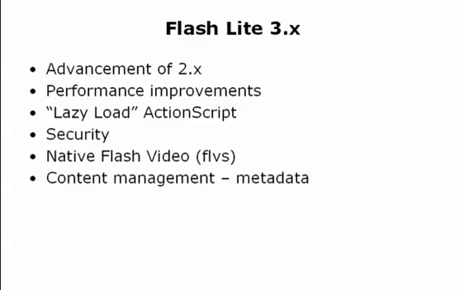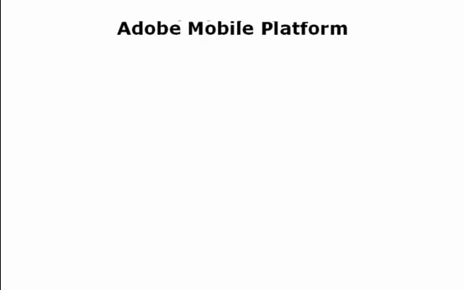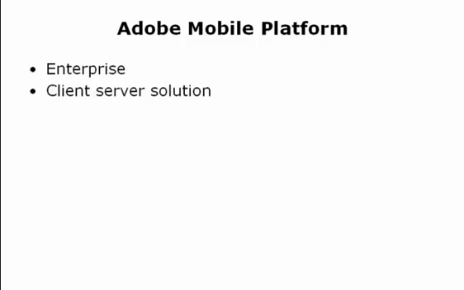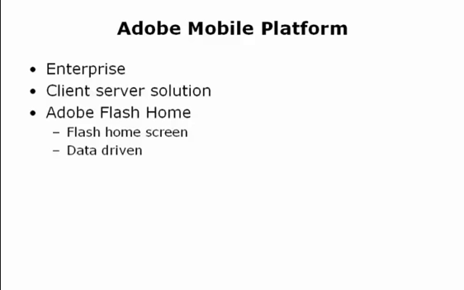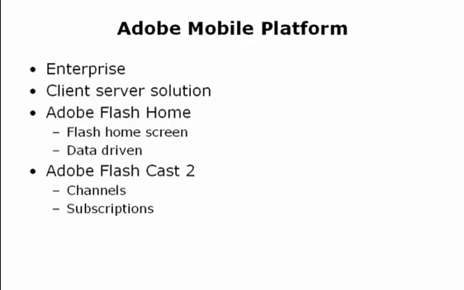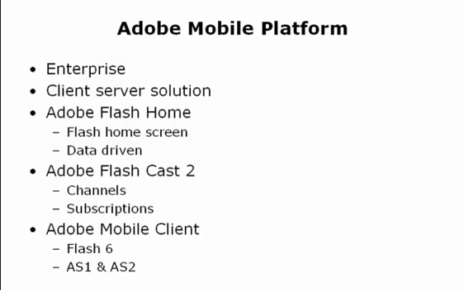One new enterprise version of the Flash platform is the Adobe mobile platform. It's aimed at enterprise users such as carriers and manufacturers. It's a client-server solution. The solution includes Adobe Flash Home. It's a Flash home screen that's data-driven. In combination with the Adobe FlashCast 2 server, it allows users to set up channels, subscriptions, and have data on their phone available when they're offline. It uses the Adobe mobile client based on Flash 6 and using a combination of ActionScript 1 and ActionScript 2.